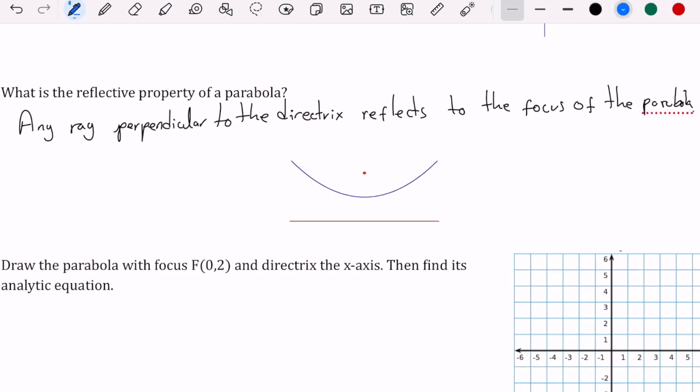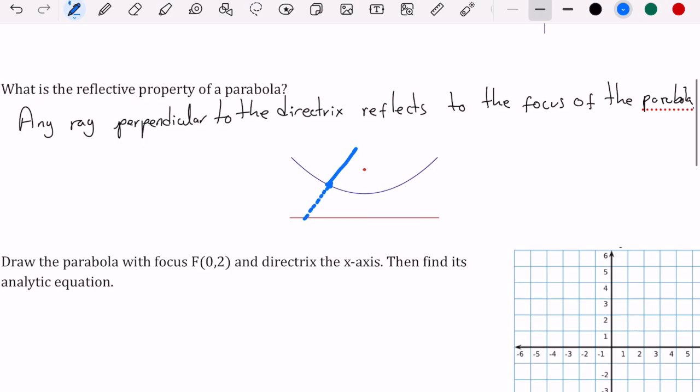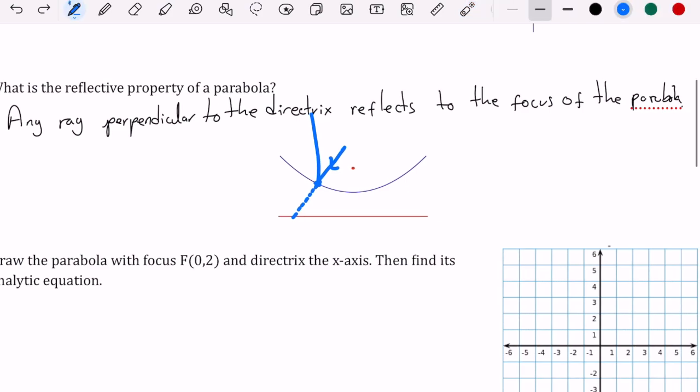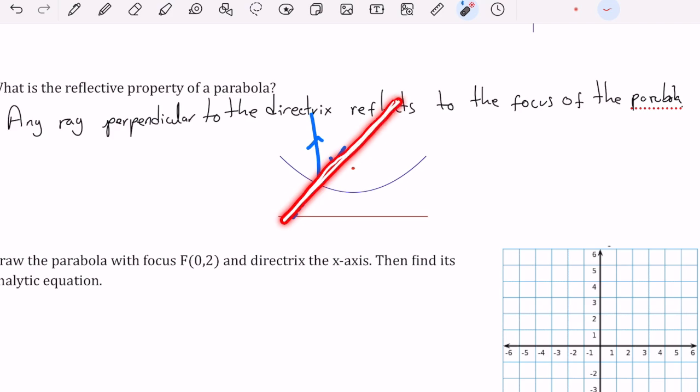Okay, so what does it mean to be perpendicular? Like, for example, imagine this ray. This ray is not perpendicular to the directrix. When this ray hits the parabola, it can go anywhere. So this is an example of a non-perpendicular ray, and like this. So when a ray that is non-perpendicular to the directrix hits the parabola, this ray reflects into any direction, that one I don't care.